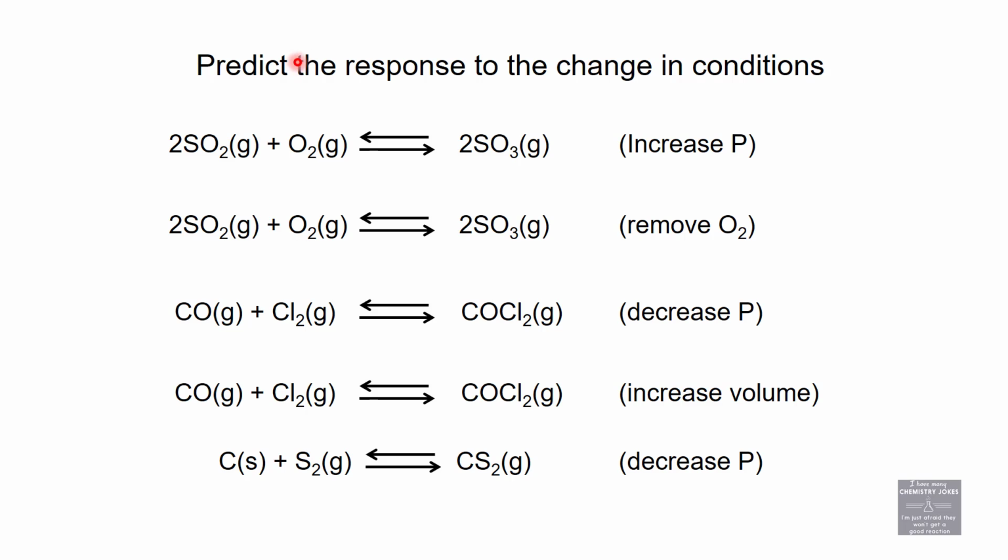If I have this reaction and increase the pressure, so I'm increasing pressure, the system responds by trying to decrease that extra pressure I've added. Trying to decrease pressure will mean creating fewer moles of gas, and in this reaction that means shifting to the right, 2 moles of gas versus 3 moles of gas, shifting right. Removing O2, so that means removing a reactant, you got to replace that, shift left.